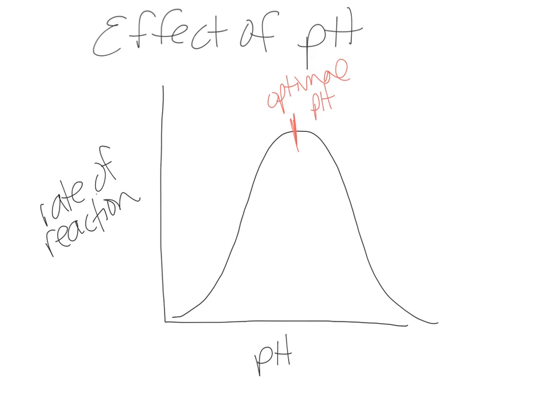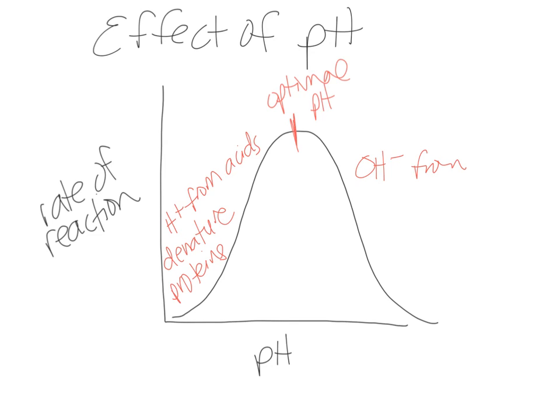Down here on this end, lower pHs, if I lower the pH of something, that's acidic. So here the hydrogen ions from acids are denaturing the proteins. Over here it would be the hydroxide ions from different bases that denature the proteins.